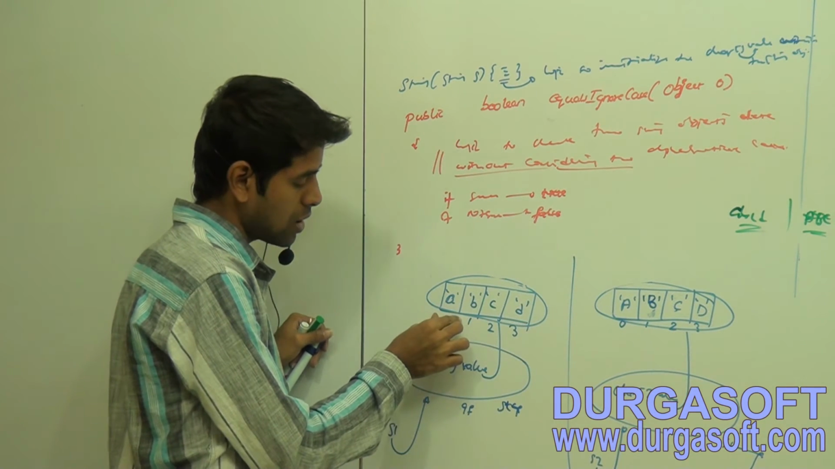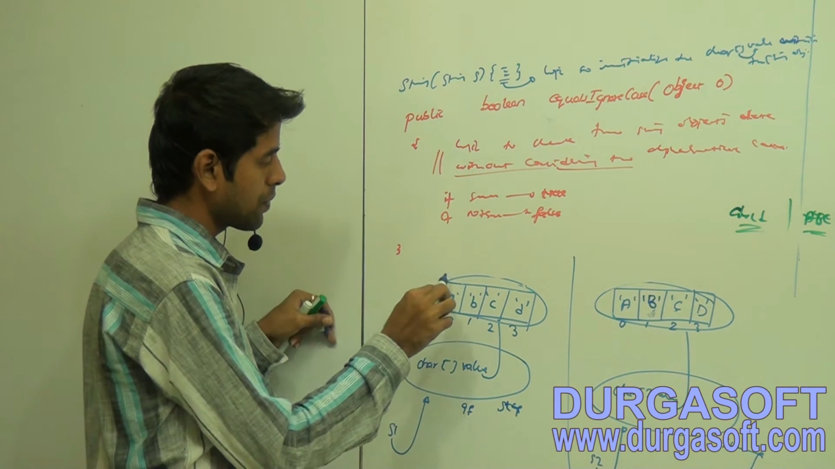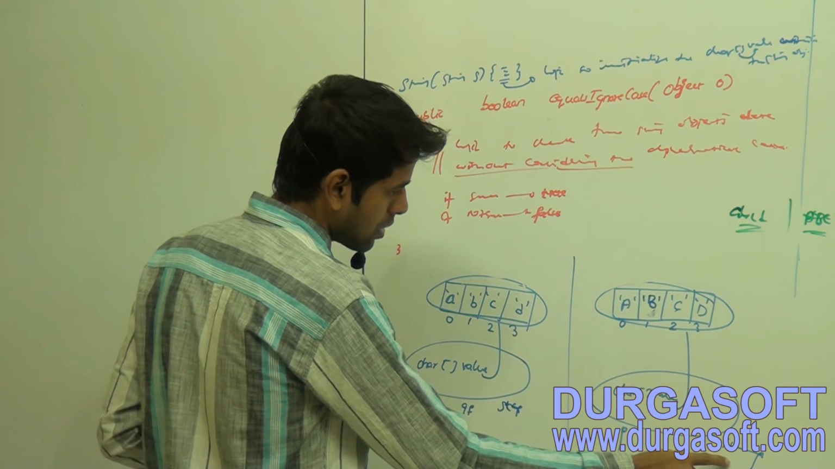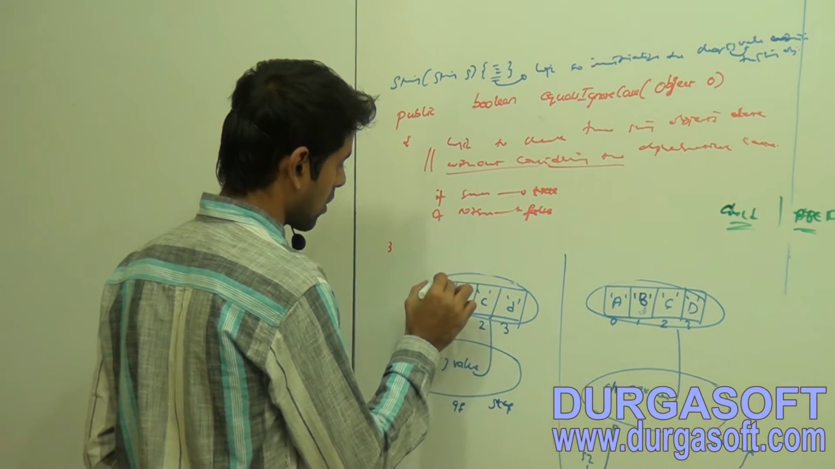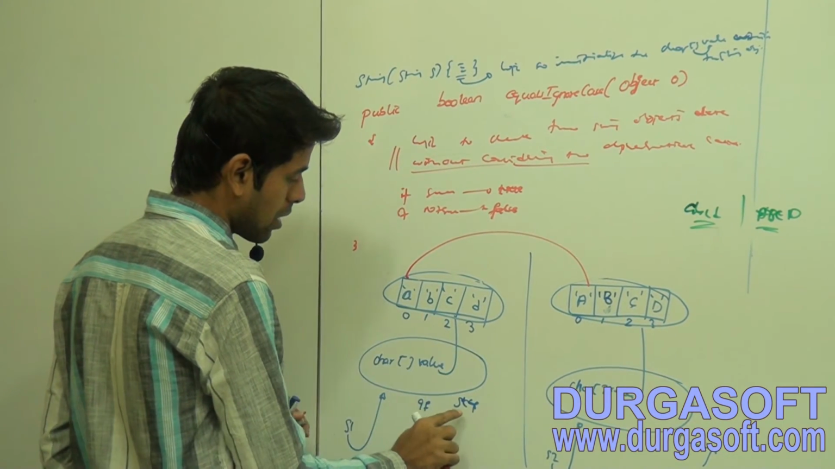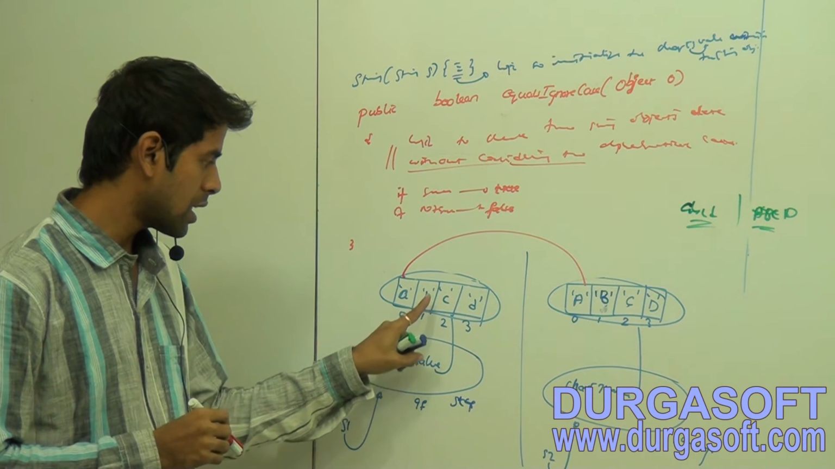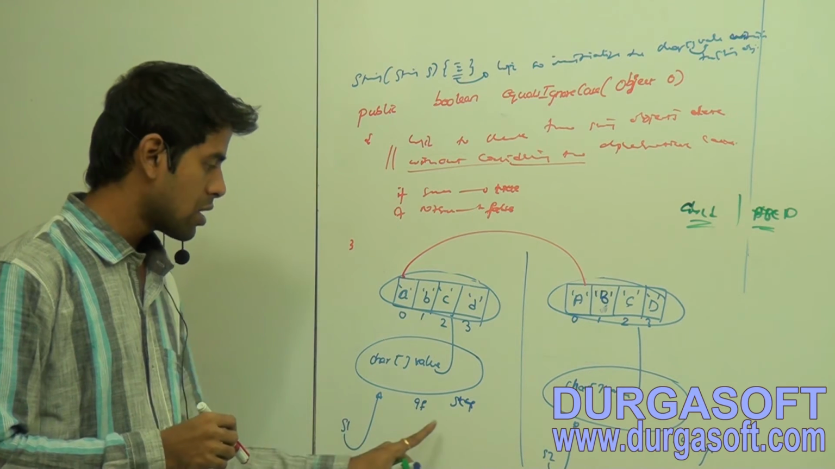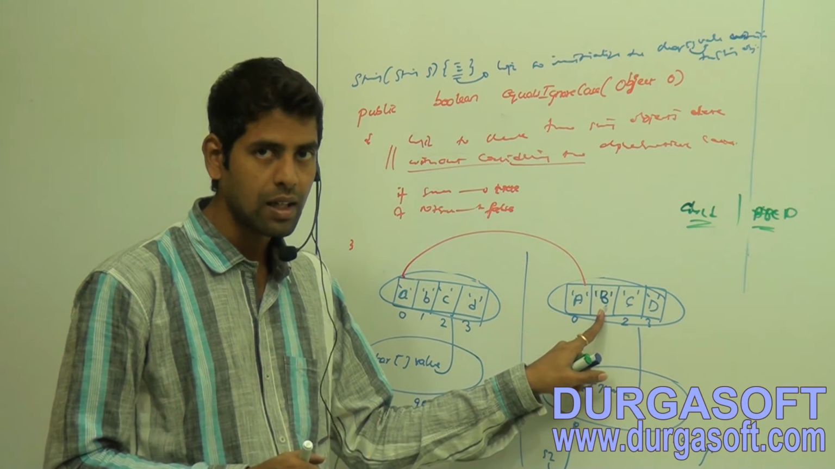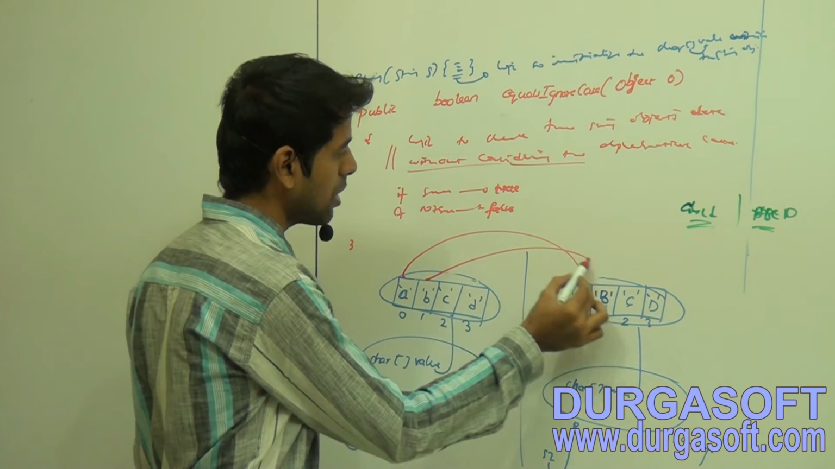I will take the 0th index of this string object and compare it with the 0th index element of this S2 string object. Then I will take the first index character element of the S1 string object and the first index character literal of the S2 string object, and I will compare both of them.